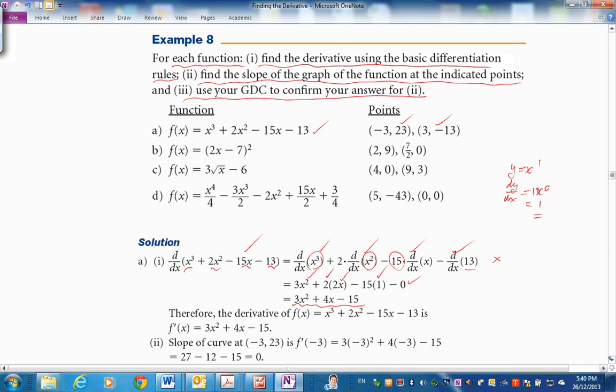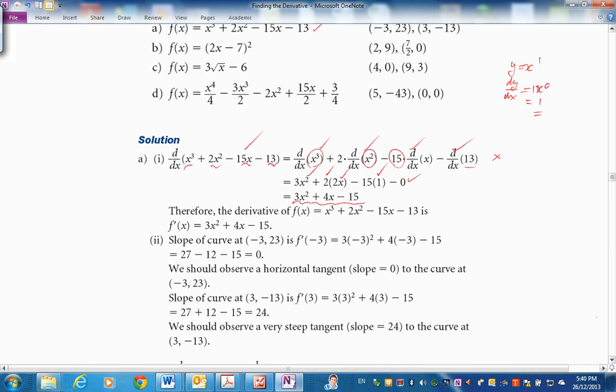And what that means is at these points, the slope of the curve at negative 3, put negative 3 in your derived function. There it is, in all the x holes. And you get 0. So in other words, when you draw the graph of this function, you should have a horizontal tangent with a slope of 0 at that point. So you could check it with the calculator. Have a look at it.